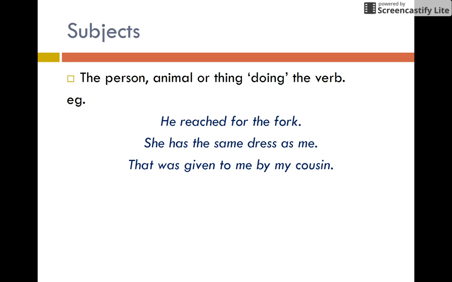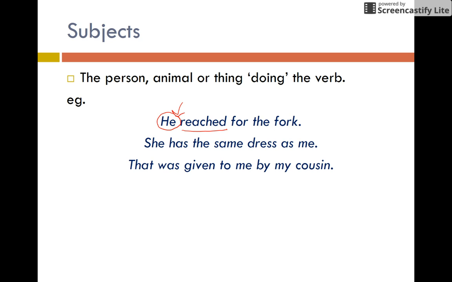He reached for the fork. The easiest way to figure out if you have a subject in your sentence is to first of all identify the verb. In our first example here, our verb is reached. There's a physical action as the verb in this sentence. Now, who was it who did the reaching? He reached for the fork. So he is our subject in our first example.